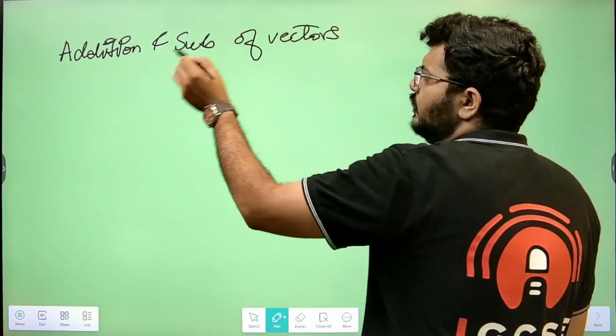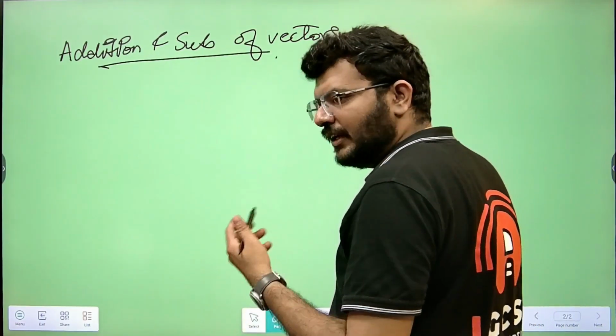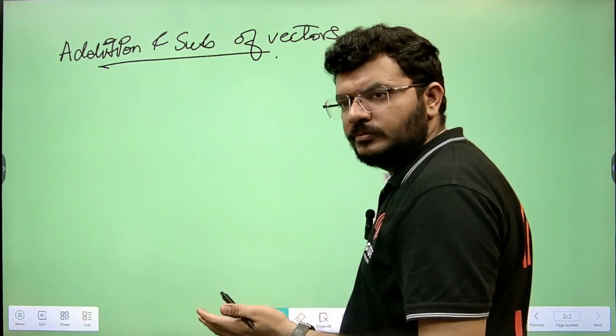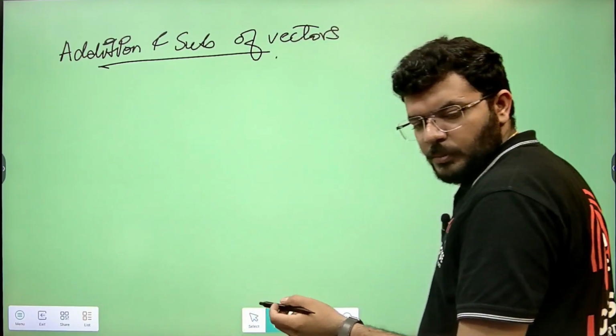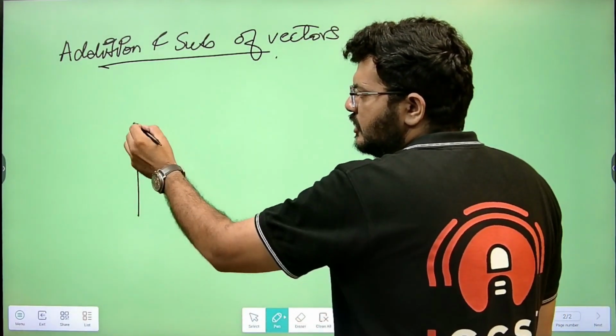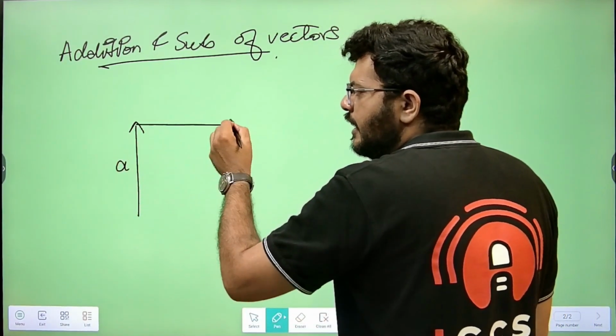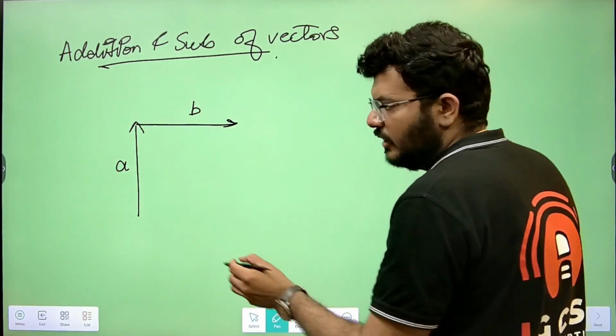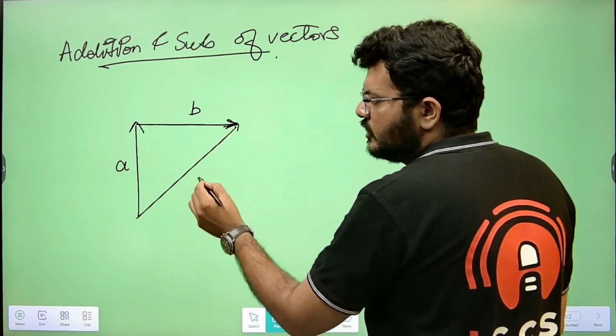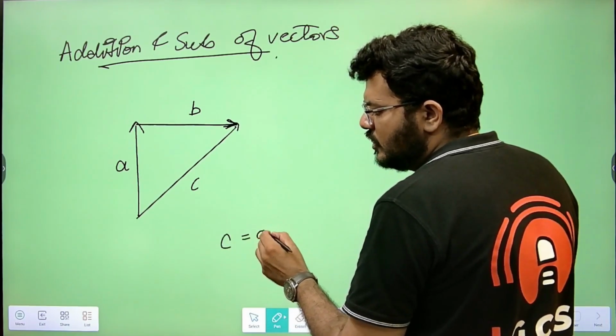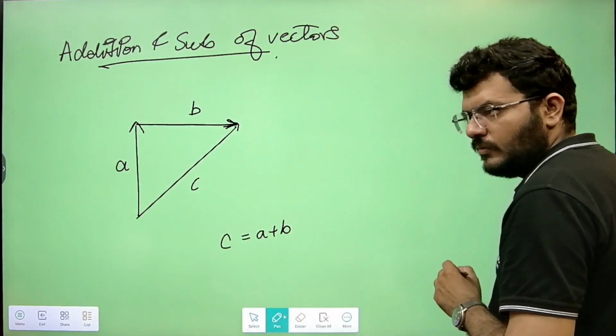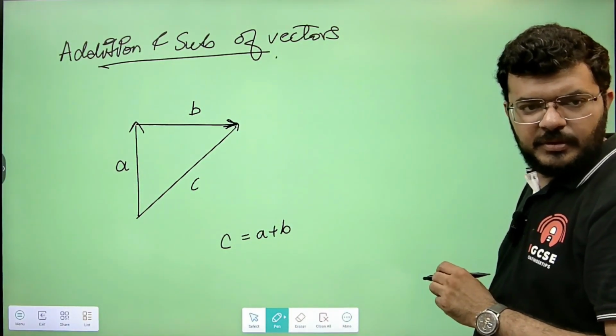vectors. See, because vectors, right, they are traveling problem. So if you understand it from the point of view of math, let's say this is your vector A and this is your vector B, right, and this is your vector C, then C is equal to A plus B, right? Is this understandable? है ना?